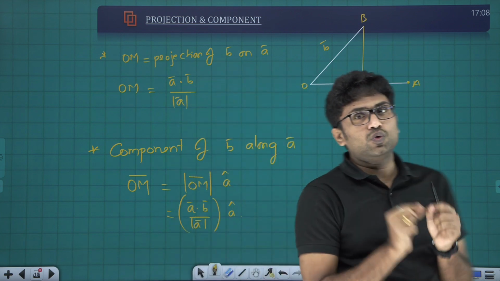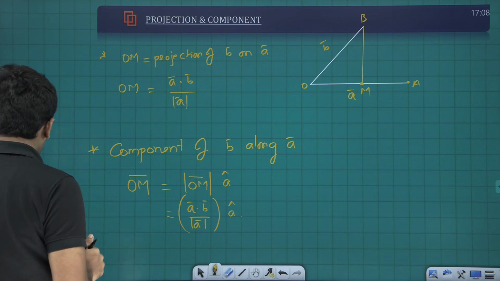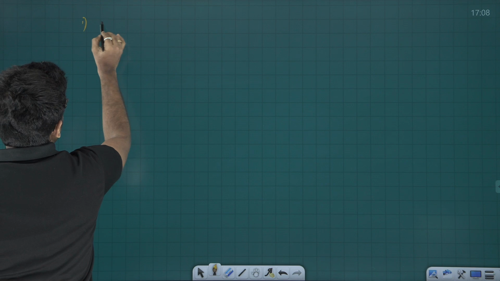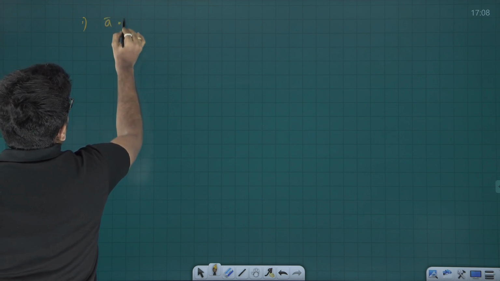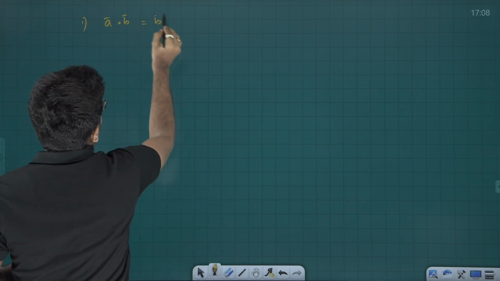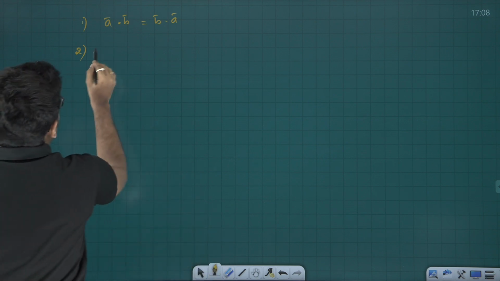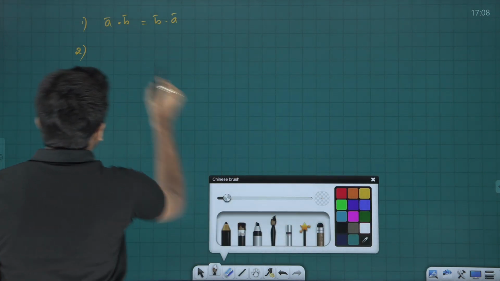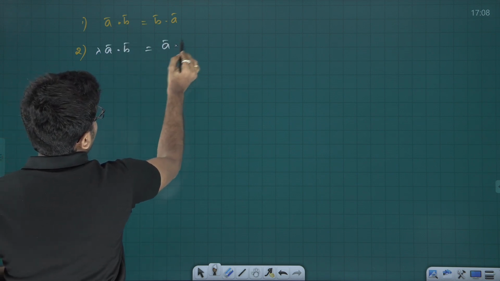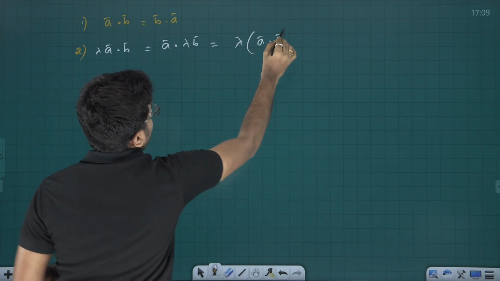Projection and component are the two most important applications of dot product, friends. Clear? Apart from that, we also have some important relations in scalar product. Number one, A bar dot B bar, as I already said, is commutative, so A bar dot B bar is equal to B bar dot A bar. Next, scalar multiple: lambda A bar dot B bar is also equal to A bar dot lambda B bar, we can just take this lambda out and write A bar dot B bar.